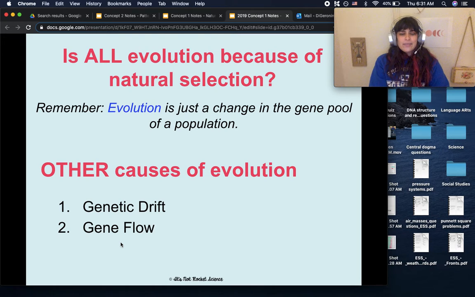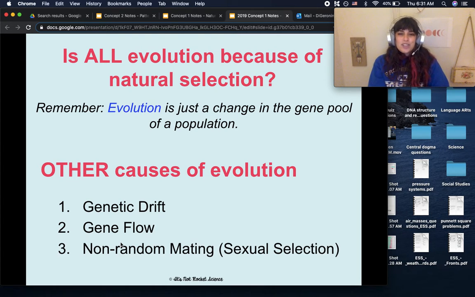And the last way that the gene pool can change is when female animals choose to mate with male animals with huge, showy traits. It's called sexual selection because it's not the best at surviving that reproduce the most often, it is the best at being attractive that are going to pass on their genes the most often.